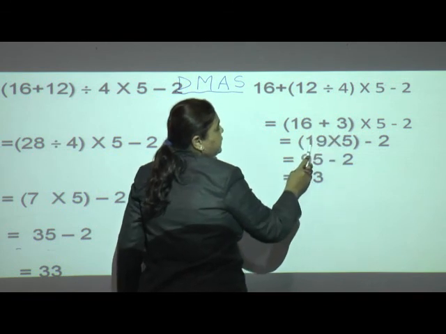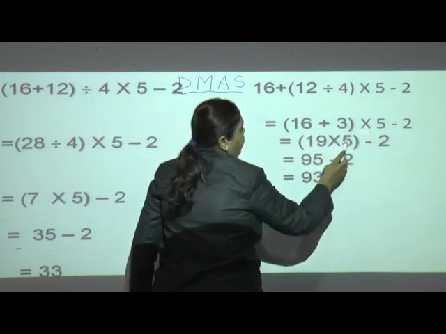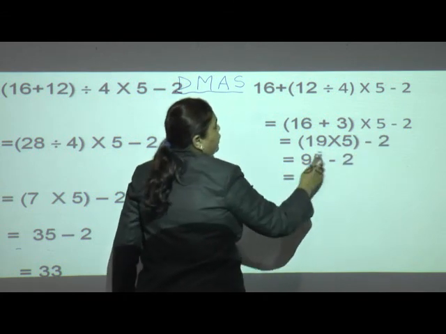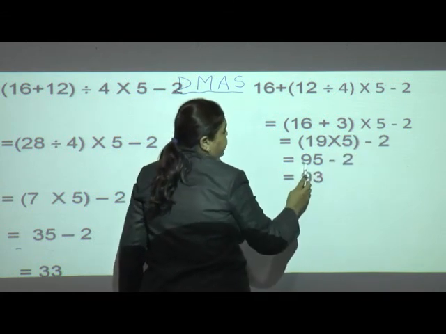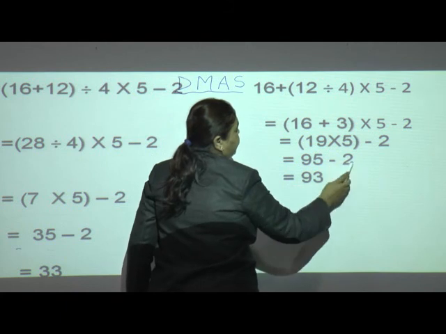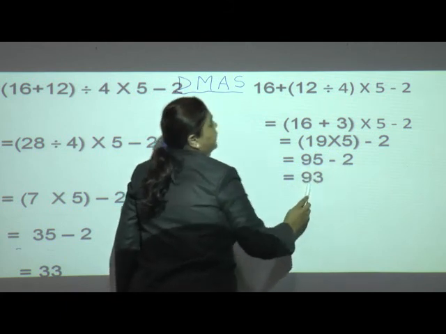16 plus 3 is 19. Multiply by 5 minus 2. What will be 19 5s are? 95 minus 2. After subtraction, 95 minus 2 is 93.